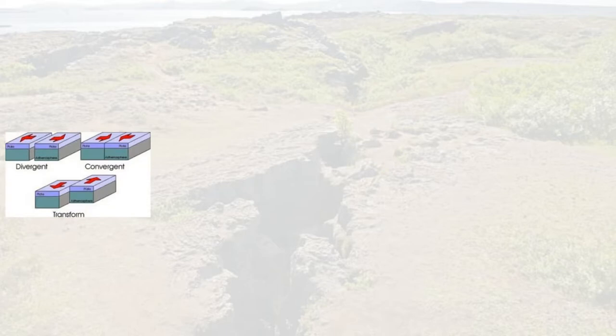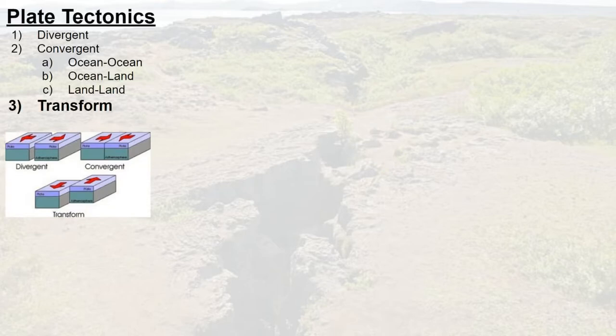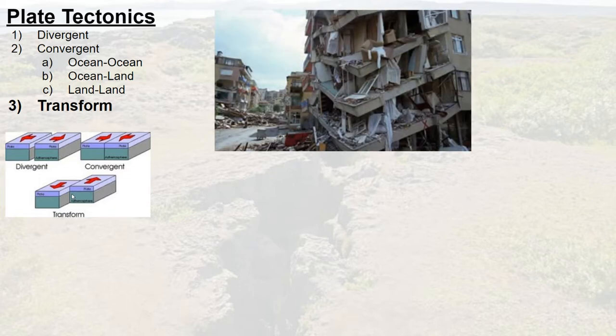The final way that scientists believe plates move is sliding past each other. So this is the third one, transform. You can see from the diagram here, it's two different plates and they slide past each other. So these move apart, these collide, and these move past each other. And that is called transform. This type of plate movement causes a lot of earthquakes to happen.